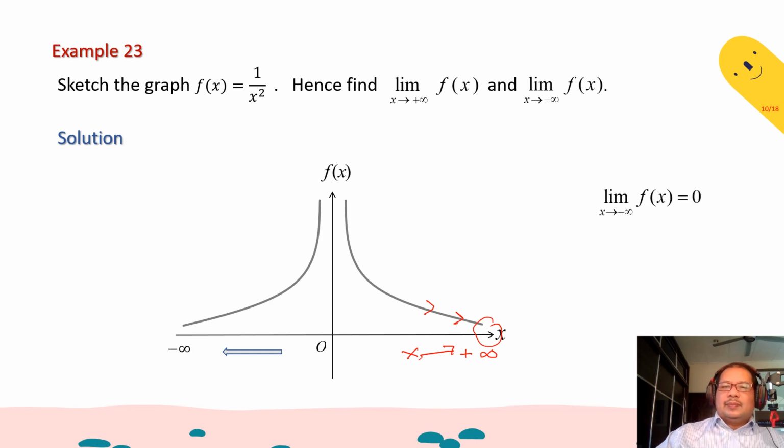So the limit as x approaches negative infinity is also similar here. This is y equal to 0, x goes to negative infinity. And then the limit as x approaches positive infinity is also 0. The value for y is close to the x-axis, or y equal to 0.